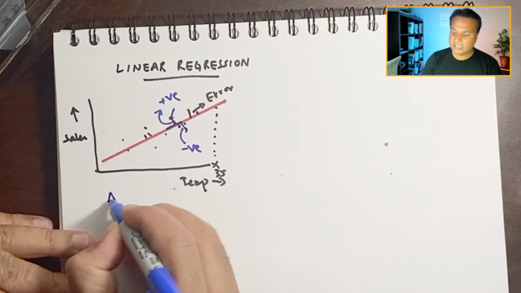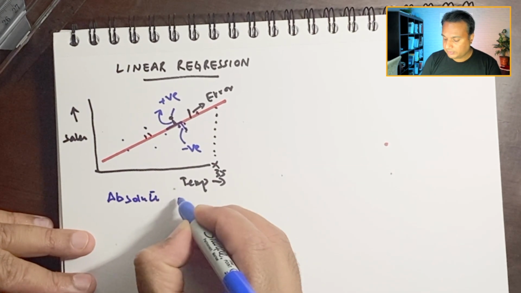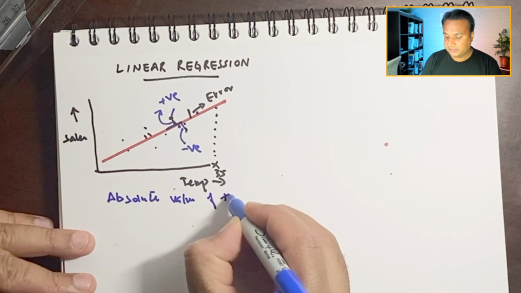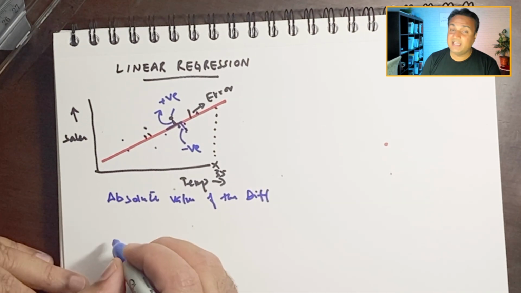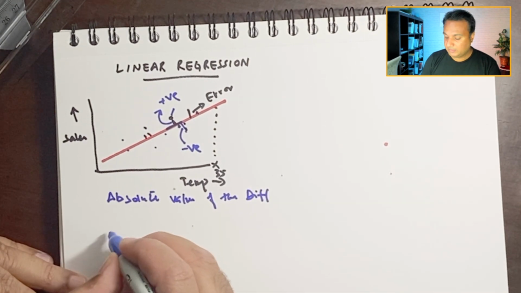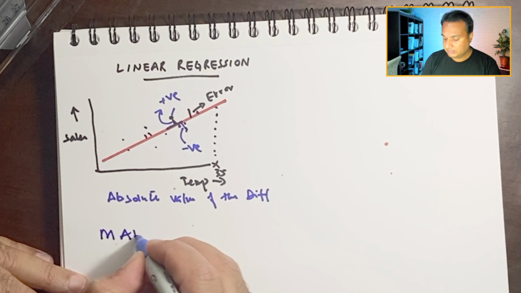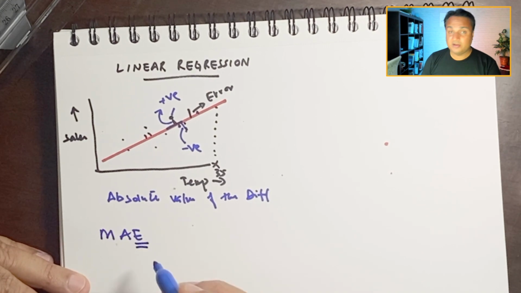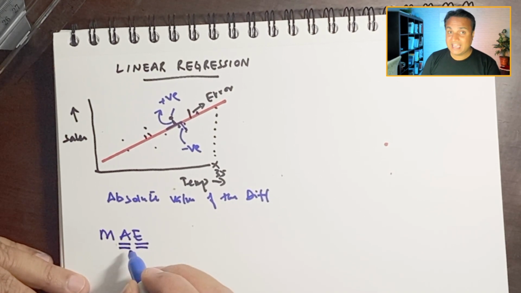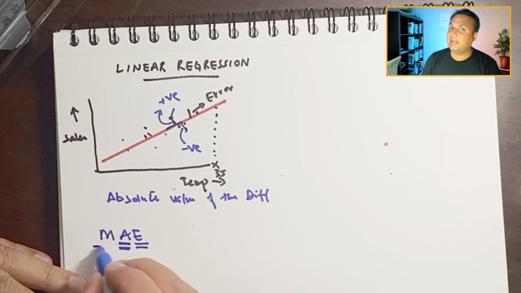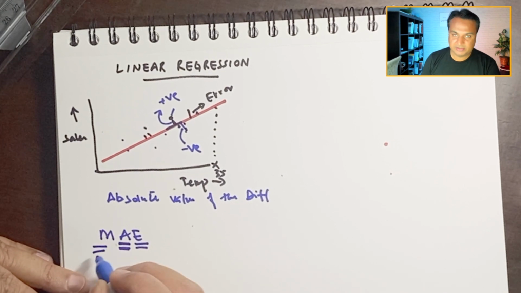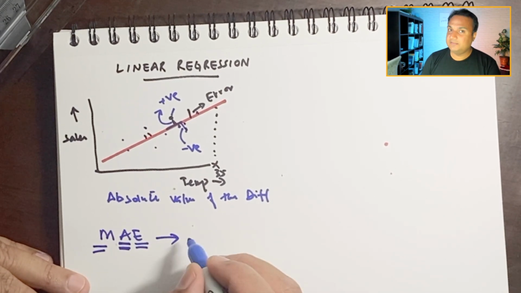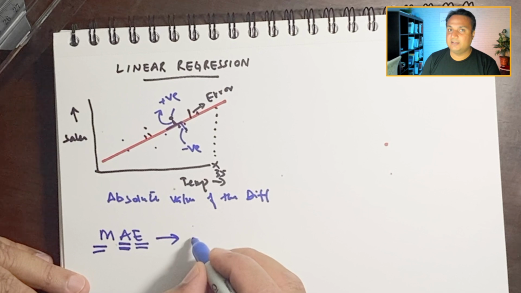In order to overcome that, we took the absolute values of the differences. That gave us the value of mean absolute error. So this is the error we are calculating, and we are taking the absolute values of these. Then at the end, we take the mean value, which is just an average. So this gives us a concrete way of calculating the error.